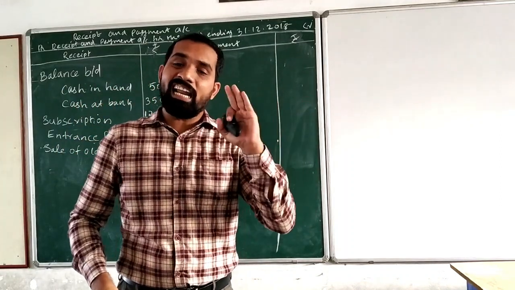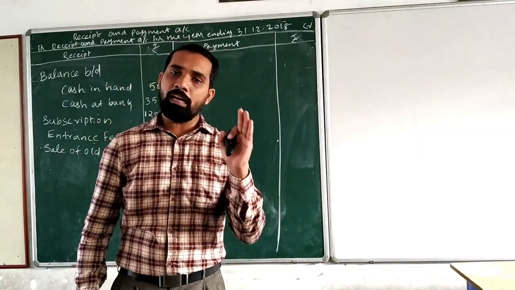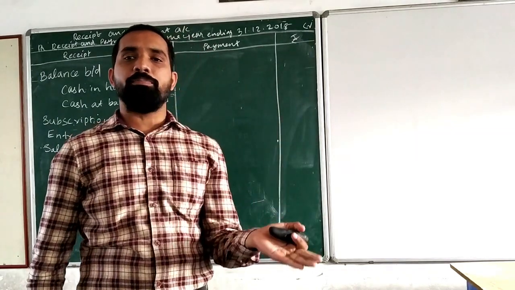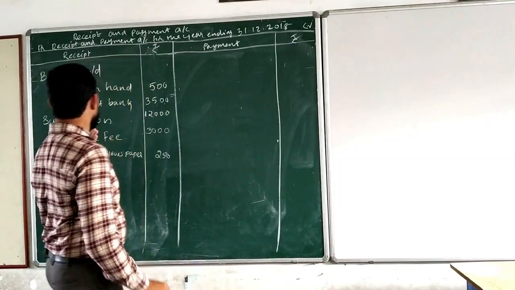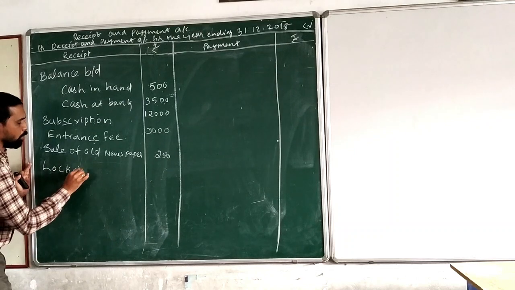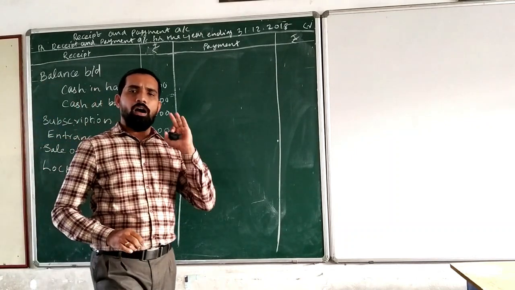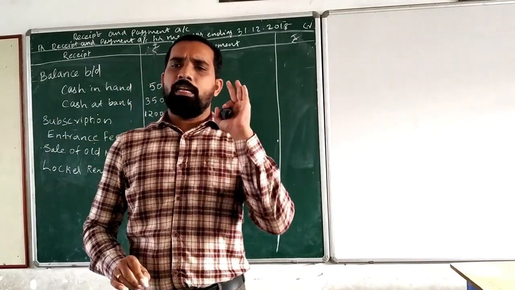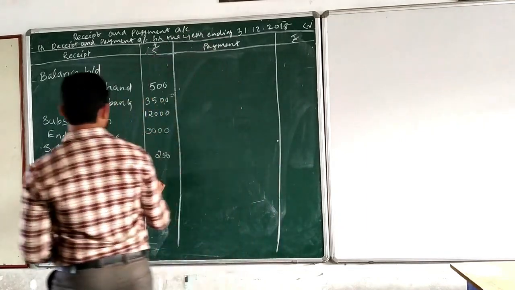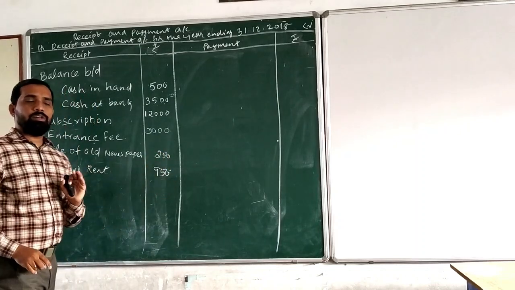Locker rent received. Locker rent received is also a receipt, so it is shown on the receipt side. How much rupees locker rent? Rupees 950. Okay. Then the next item, what is it?